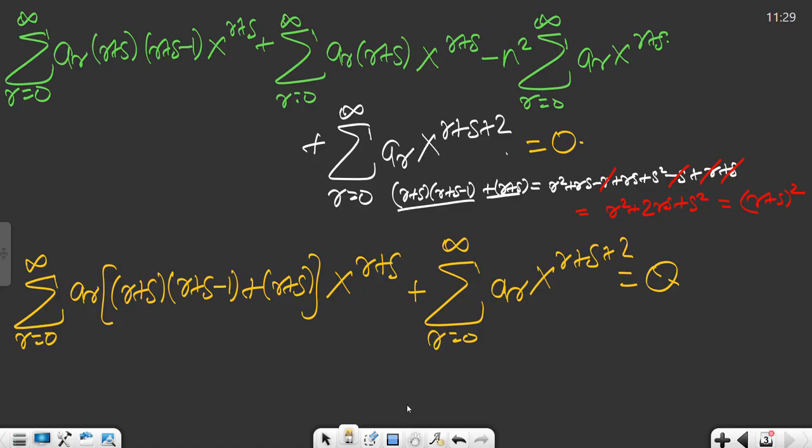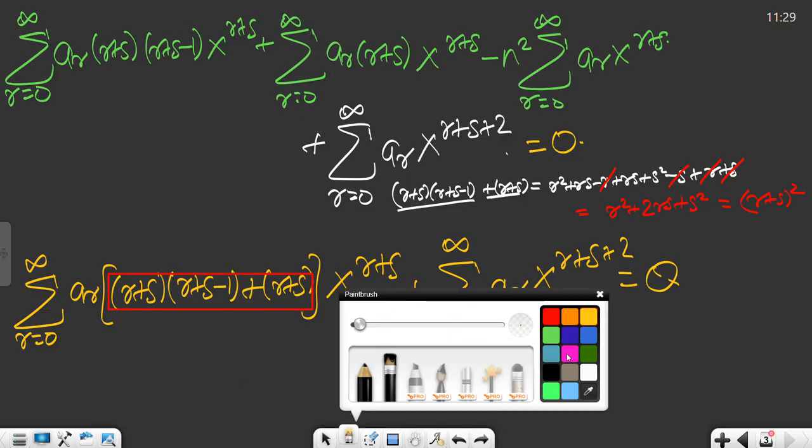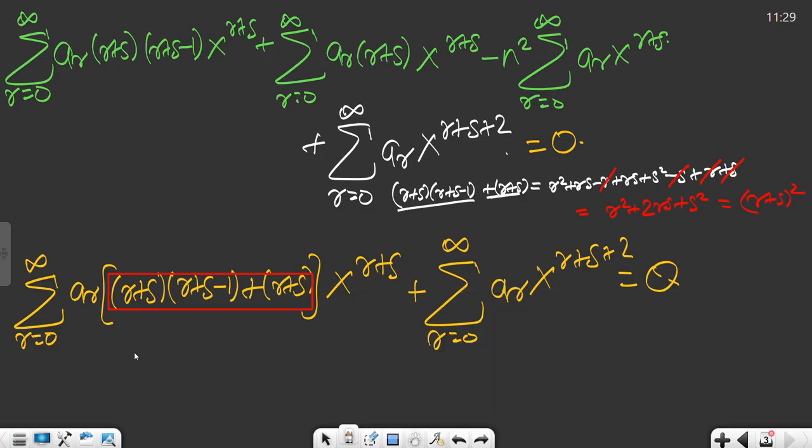Okay, I hope you just got why I explained what we got after solving this stuff. So let's just plug that down here. So we are going to have the infinite sum as r goes from 0 to infinity of a sub r, and this r plus s whole squared.